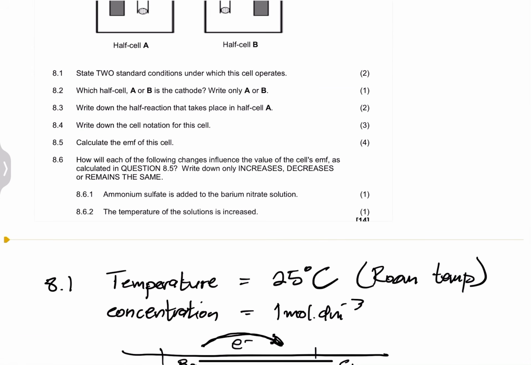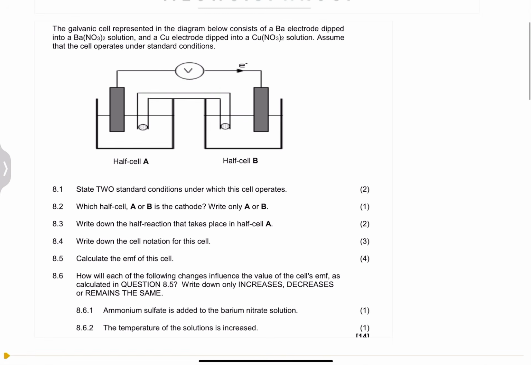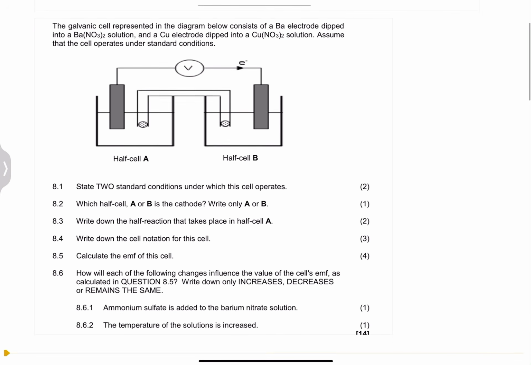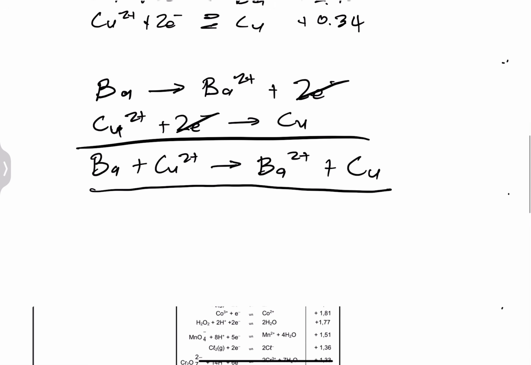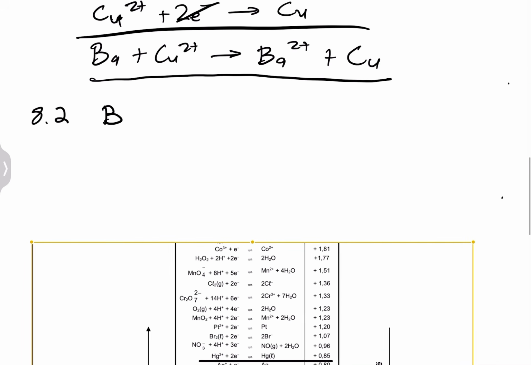Okay, right, and now let's answer the questions. They say to us, write down which half cell, A or B, is the cathode. Write only A or B. We've already seen that. Which one is the cathode? Of course, it's going to be B in this case. They said write down A or B. Please follow the instructions, and don't say half cell B.